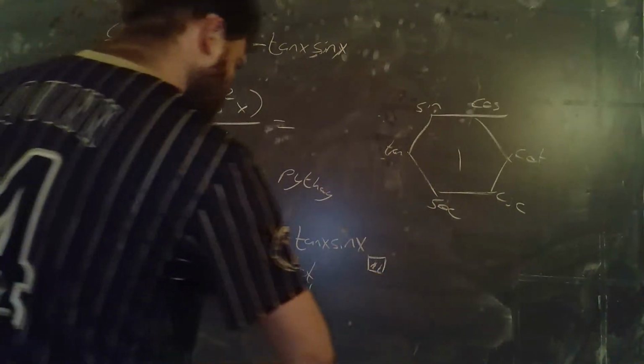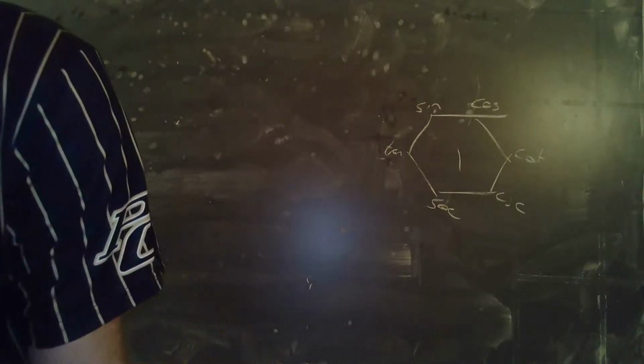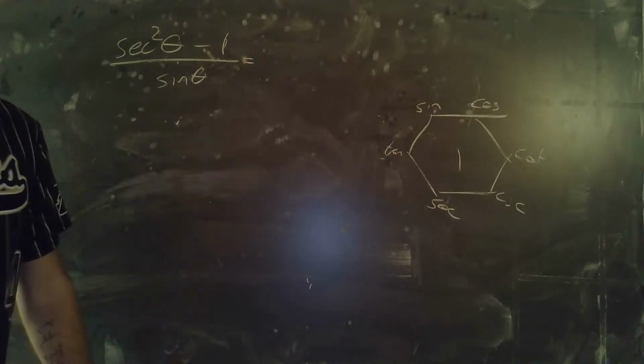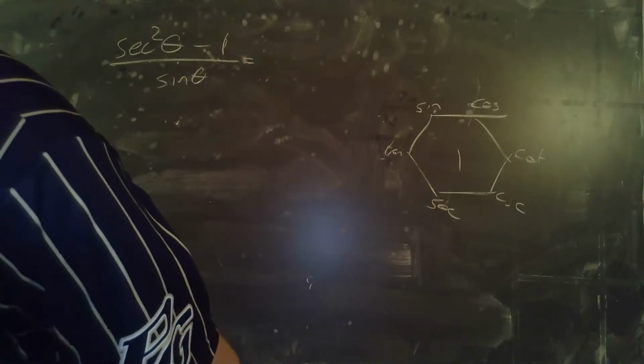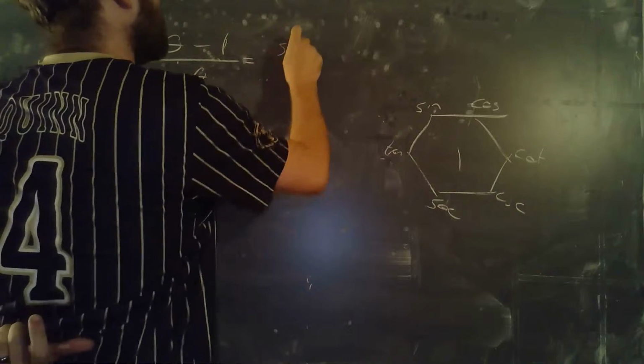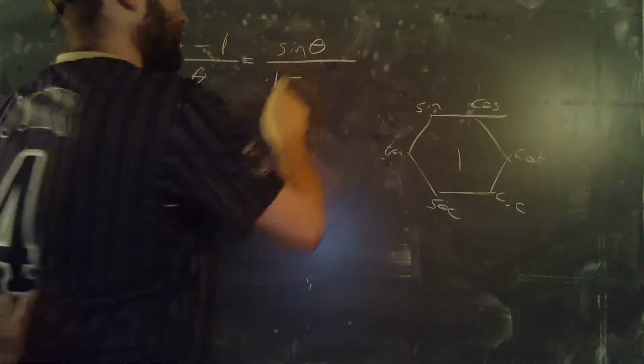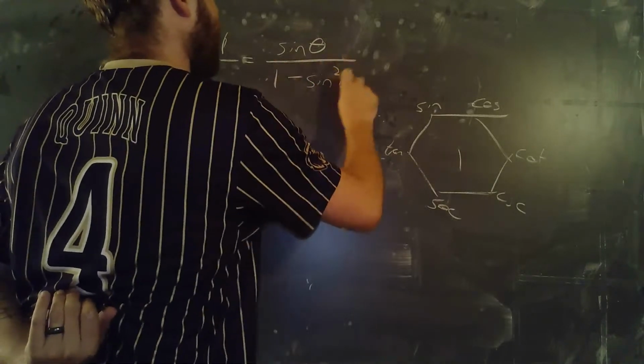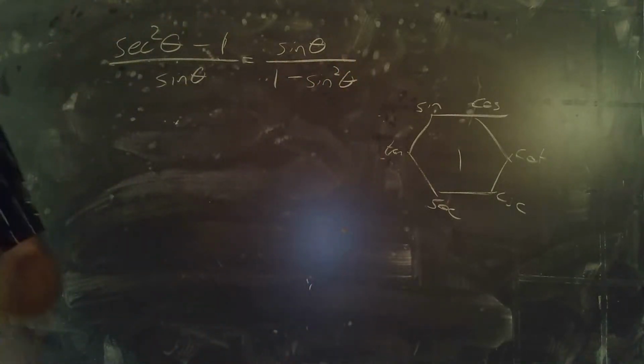Yeah, I kind of like this one. Let's do secant squared theta minus 1 over sine is equal to sine over 1 minus, and then I think this says sine squared. Sine squared. Okay. Cool.